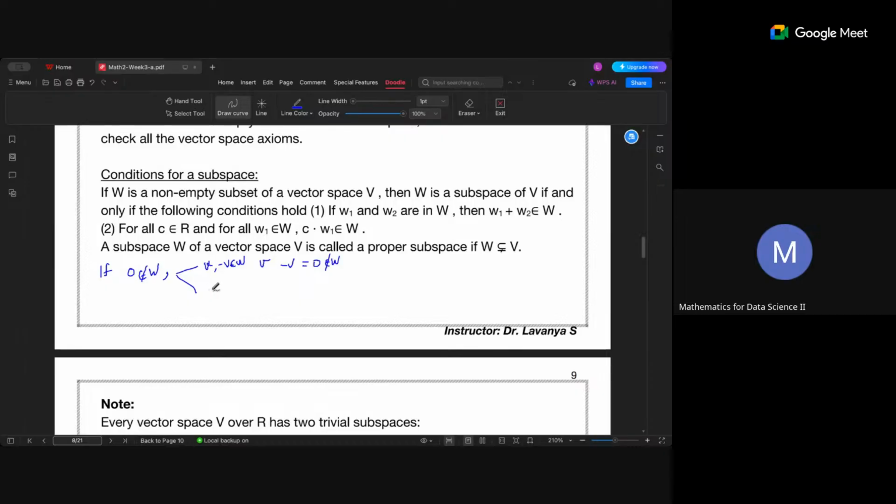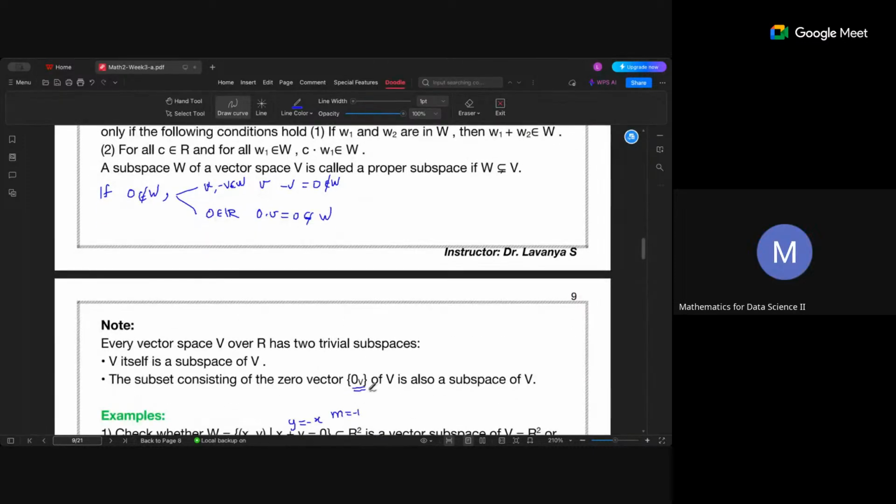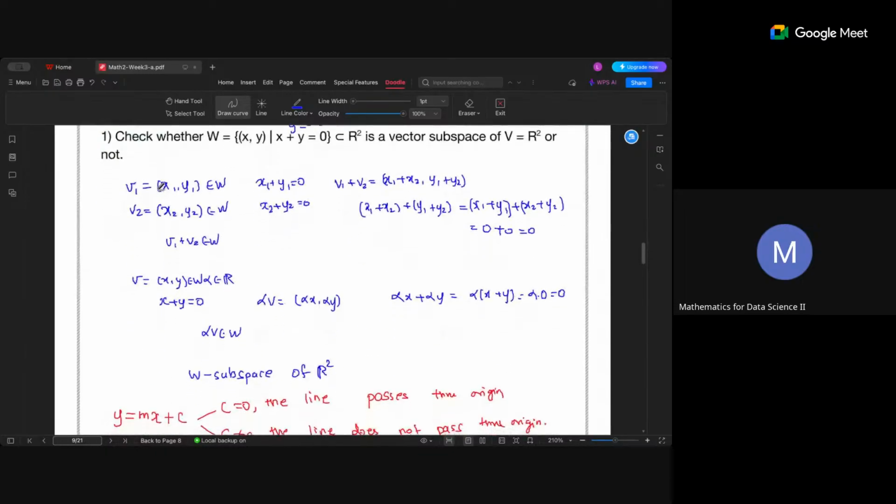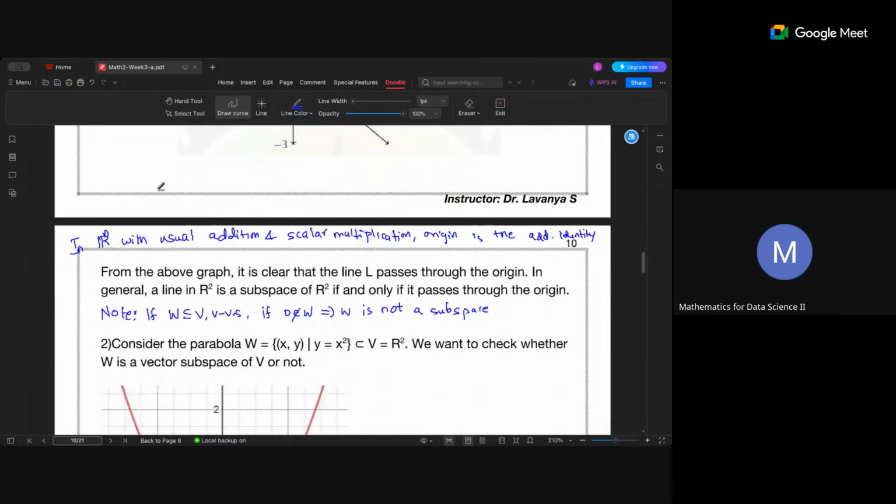And also, if I take 0 in R and 0 times v, I know it is 0, but this does not belong to W. So you see that both these properties fail. Since 0 is a trivial subspace for R2, that's why it's failing. No, that is something different. 0 is a trivial subspace when only 0 is there. Now here, when W has many things apart from 0, we should make sure that 0 is also there. 0 should always be inside W.